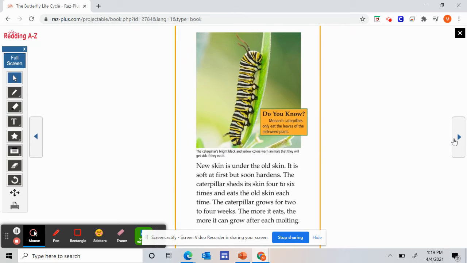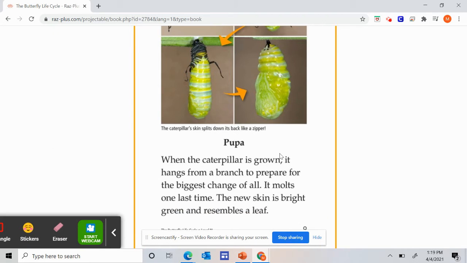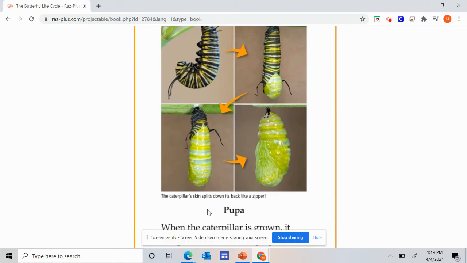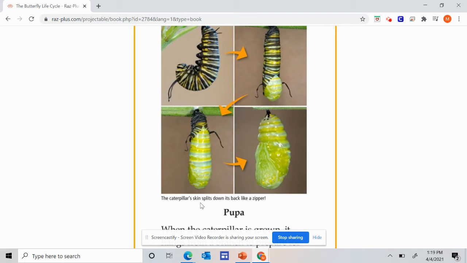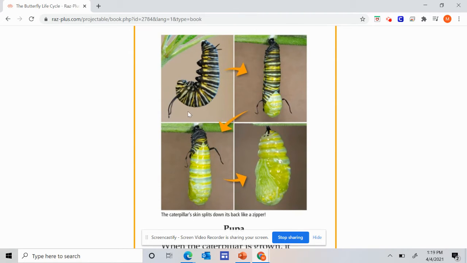Pupa. When the caterpillar is grown, it hangs from the branch to prepare for the biggest change of all. It molts one last time. The new skin is bright green and resembles a leaf. It says the caterpillar's skin splits down its back like a zipper.